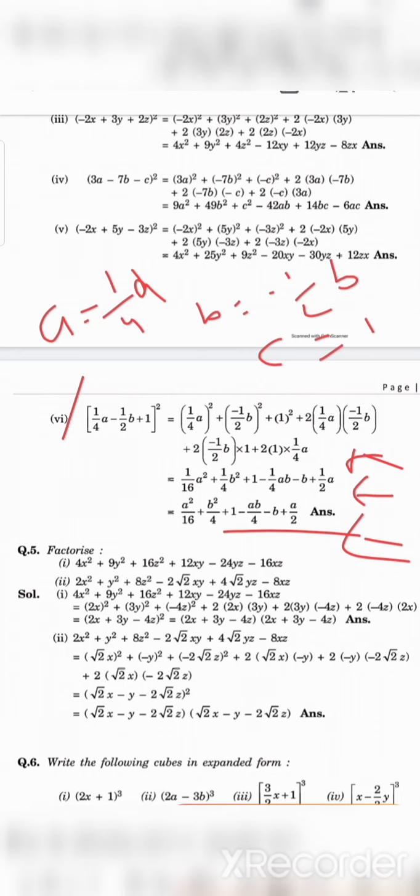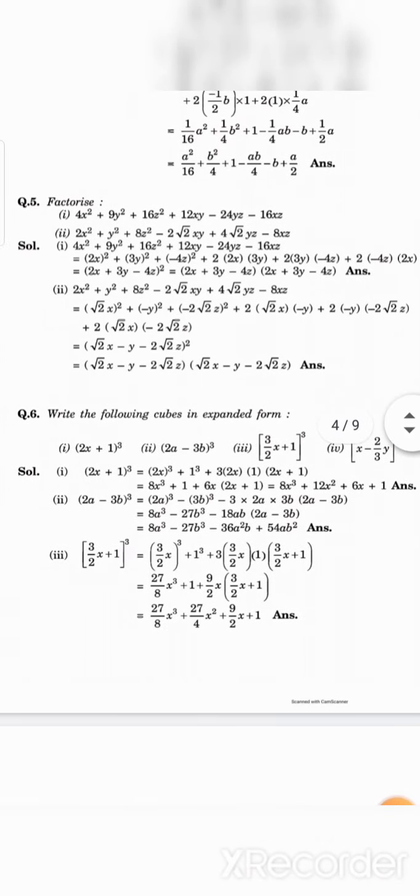So, I hope you understand identity number 5 and how to use it in our question, and it is very simple. Only compare the terms, substitute in the RHS part, multiply and split the terms, and we get the expansion of our whole square term. Next question, question number 5.